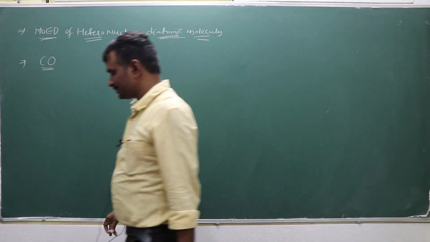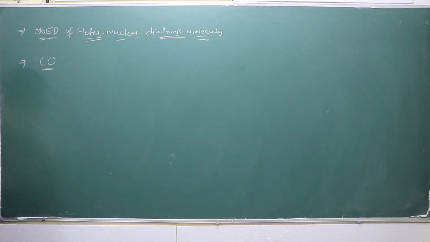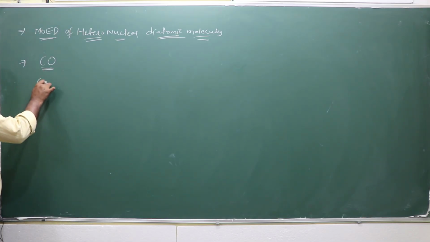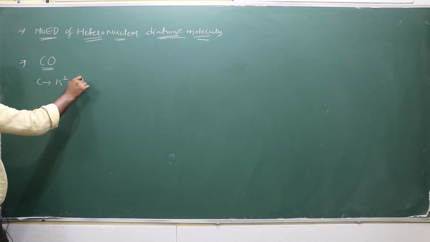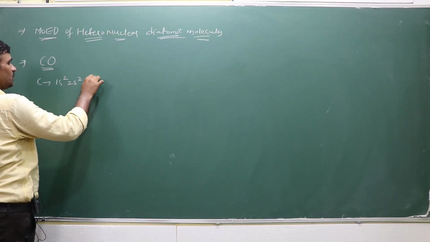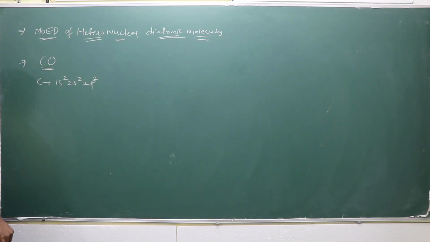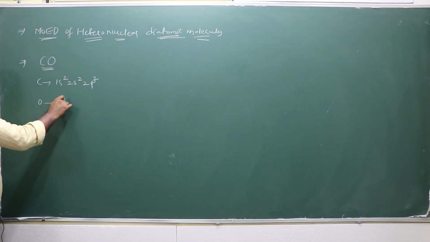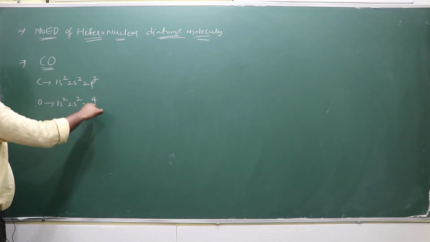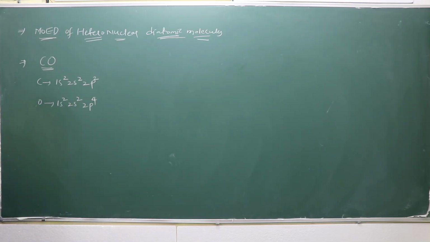In CO, those two are different atoms, so different atomic orbitals are there. Different atoms means different atomic orbitals, right? So carbon is 1s2, 2s2, 2p2, since atomic number is 6. And oxygen is 1s2, 2s2, 2p4, because atomic number is 8. And compared to carbon, oxygen is more electronegative.